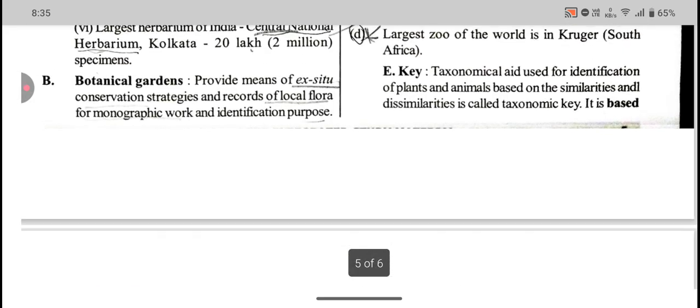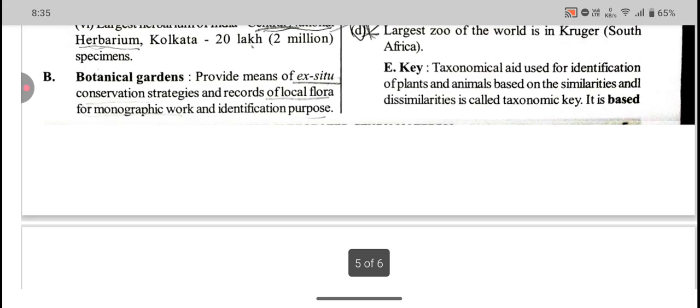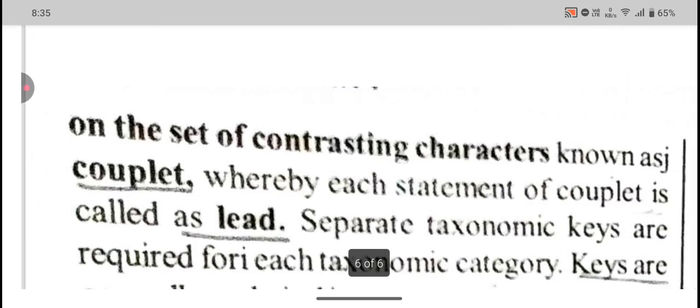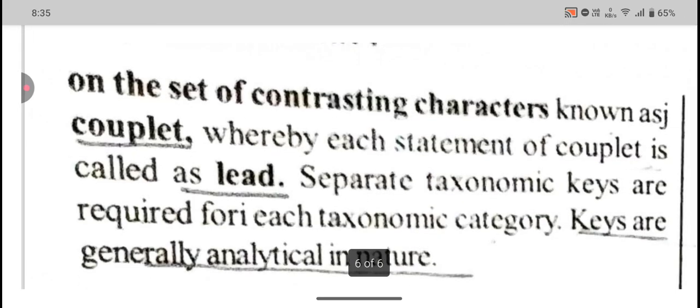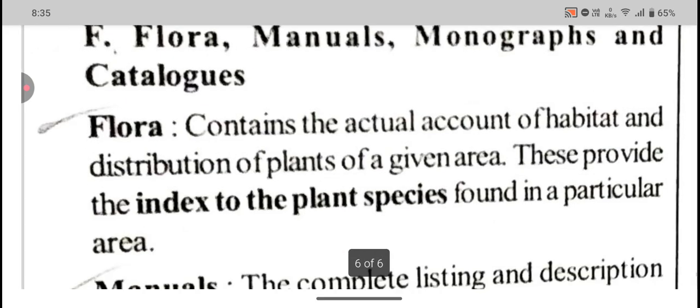The taxonomical aid used for the identification of plants and animals based upon similarities and dissimilarities is called a taxonomic key. It is based on a set of contrasting characters known as a couplet, where each statement of the couplet is called a lead, and separate taxonomic keys are required for each taxonomic category. Keys are generally analytical in nature.